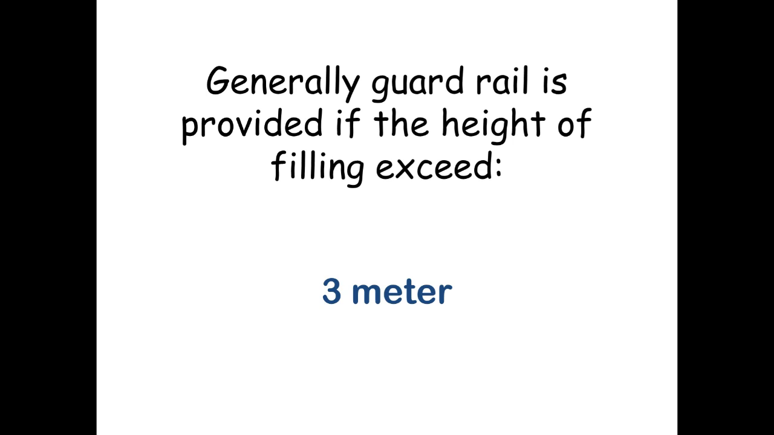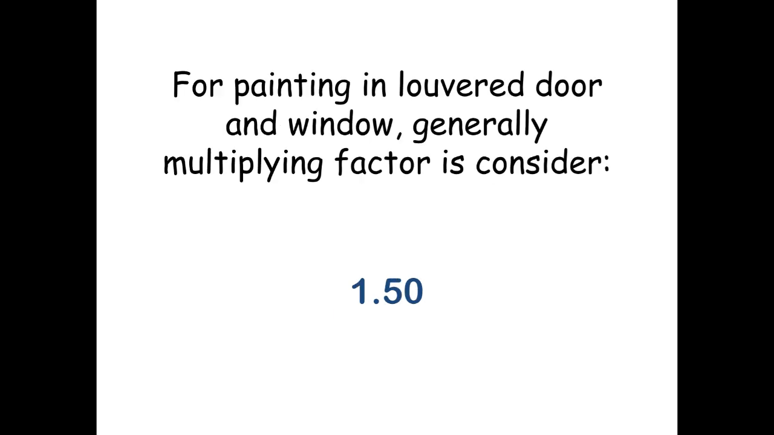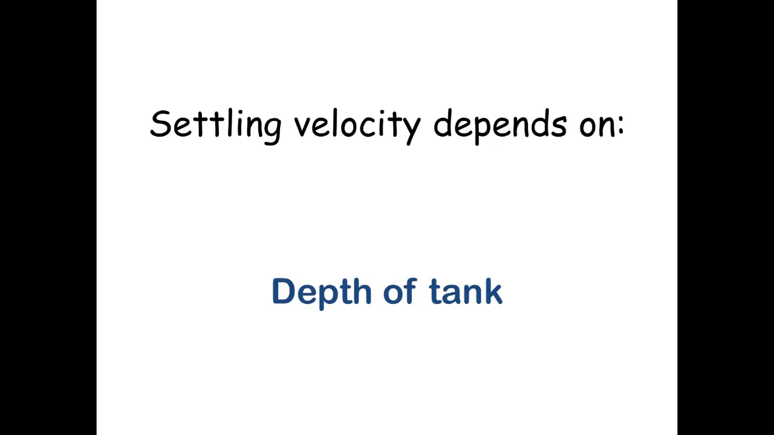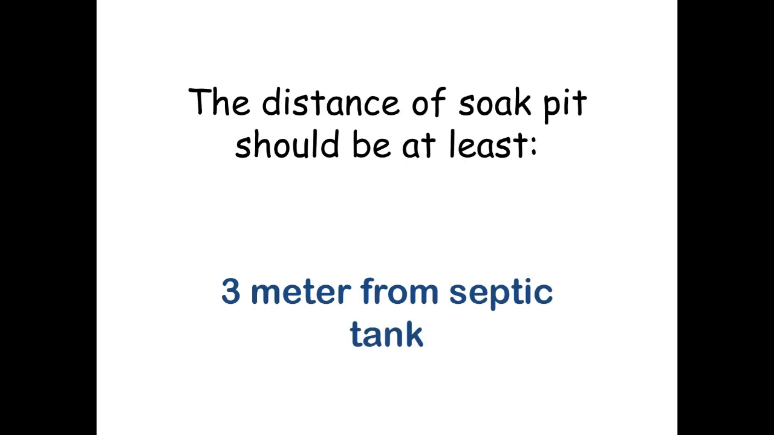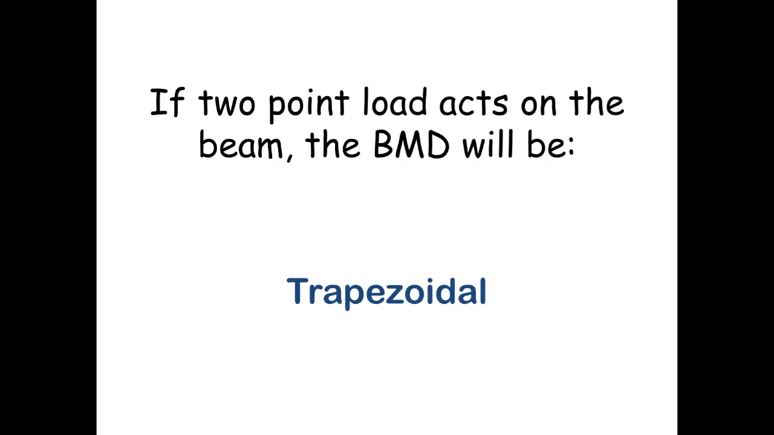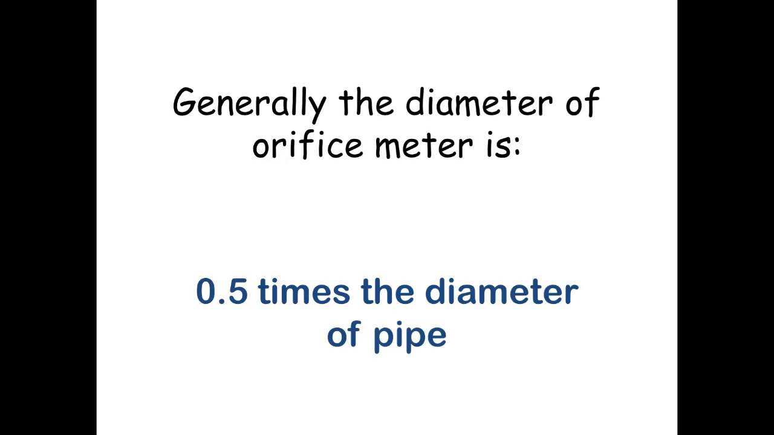Generally, guardrail is provided if the height of filling exceeds 3 meter. For painting in lower door and window, generally multiplying factor is considered 1.50. Settling velocity depends on depth of tank. The distance of soak pit should be at least 3 meters from septic tank. If 2-point load acts on the beam, the bending moment diagram will be trapezoidal. Generally, the diameter of orifice meter is 0.5 times the diameter of pipe.